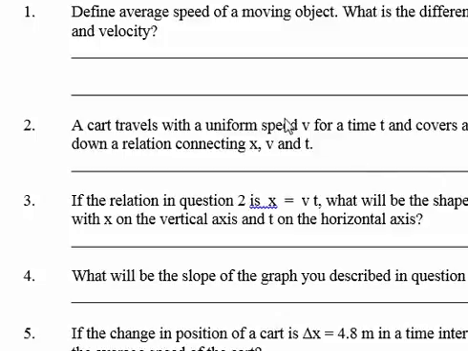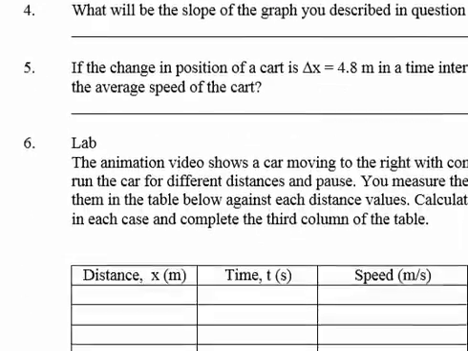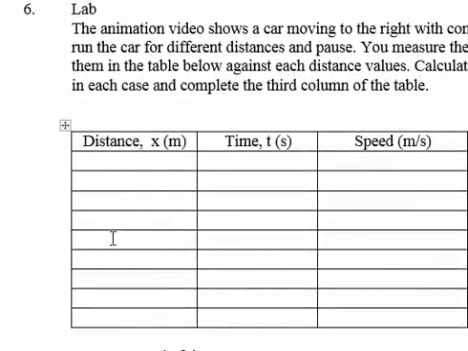Now make sure that you understand all these questions. We actually discussed all this in the lecture. In the lab, we will allow a car to move through a distance x. Now here I have the table, and measure the time t, the time taken for the car to travel the distance x. Then calculate the speed as distance divided by the time.